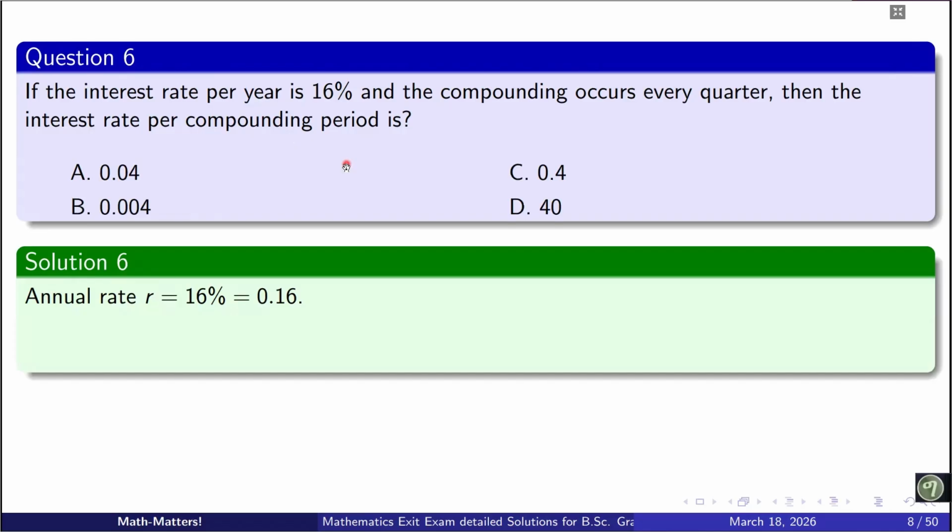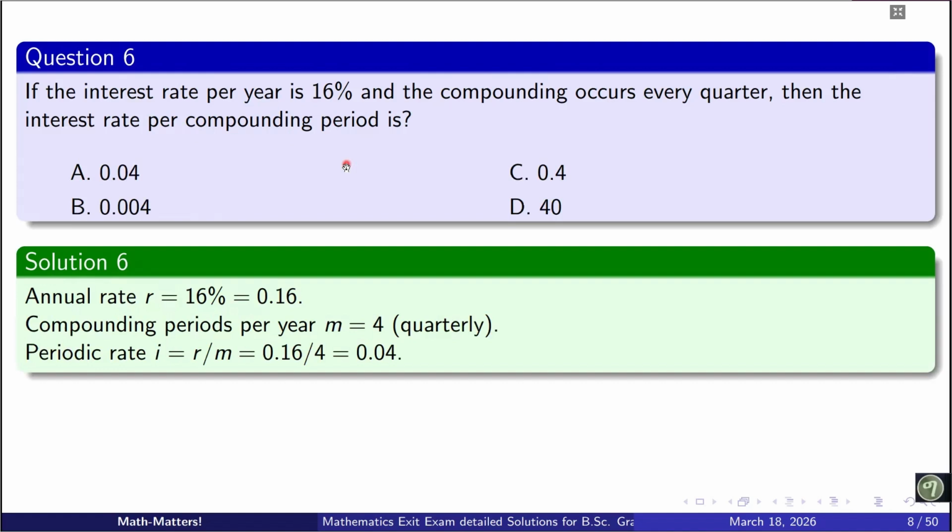Here, the annual rate R is equal to 16%, that is 0.16. And the compounding periods per year, that is m, is 4, that is simply quarterly. And the periodic rate i is equal to r, the annual rate, divided by m, the compounding periods per year. So that is 0.16 over 4, which is 0.04. So the answer for this one is A.